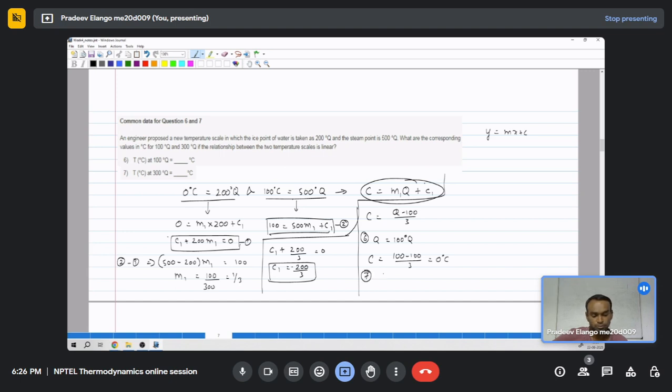For the seventh problem, sorry, it is minus 200. So Q minus 200 by 3. So then it becomes minus 33.3.